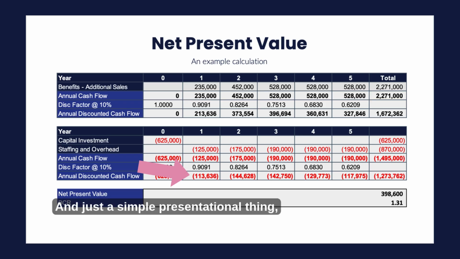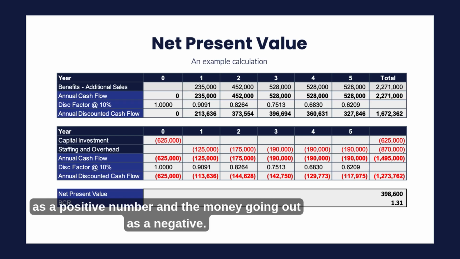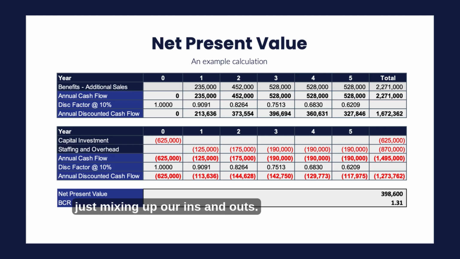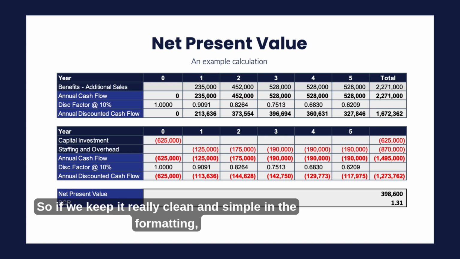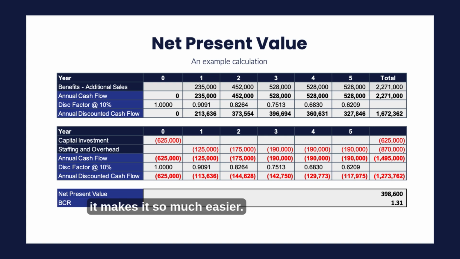113,636. Now, just a simple presentational thing, but note here it's important to keep cash in or the money coming in as a positive number and the money going out as a negative. Some of the mistakes we sometimes make with this calculation is just mixing up our ins and outs. So if we keep it really clean and simple in the formatting, it makes it so much easier.